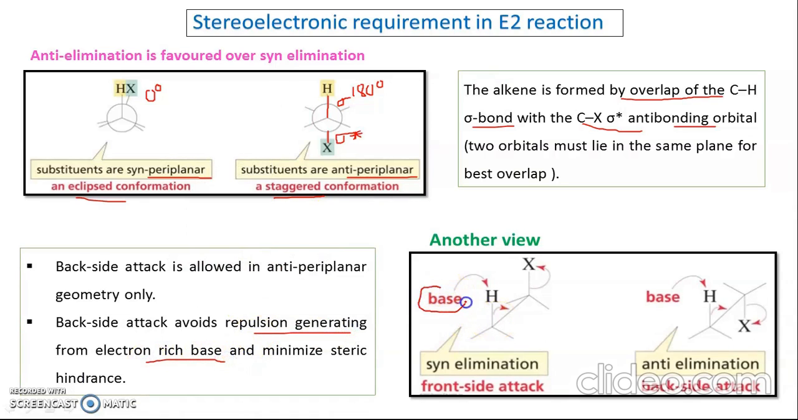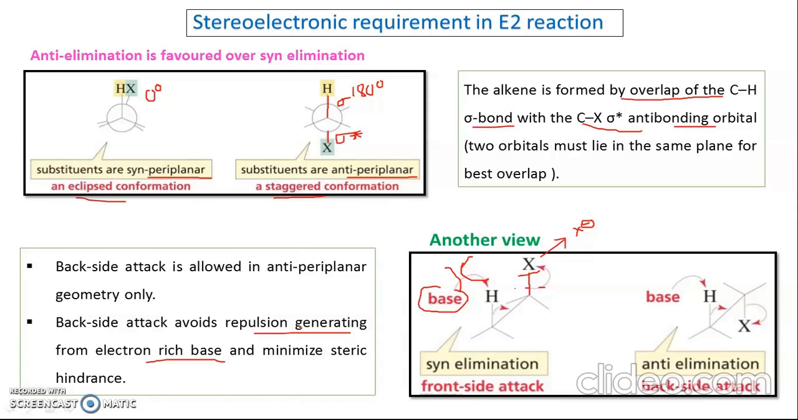Suppose your base is attacking here, and X is removed in the form of X minus. So both are electron-rich species, so there may be some repulsion between the two negatively charged species. One is X minus, which is removed, because this bond will start breaking in the transition state. Fine. So there may be some repulsion between these two electron-rich species. That is one problem if the attack is taking place from the same side.